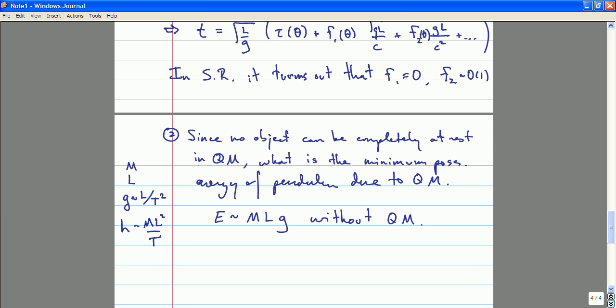And what is the quantity with units of h? So h has units of length times time. Okay. And we saw that time has units of the square root of length over g. So the only quantity with units of energy times time will be mLg times the thing with units of time, which is the square root of L over g, which is m L to the 3/2 g to the 1/2.